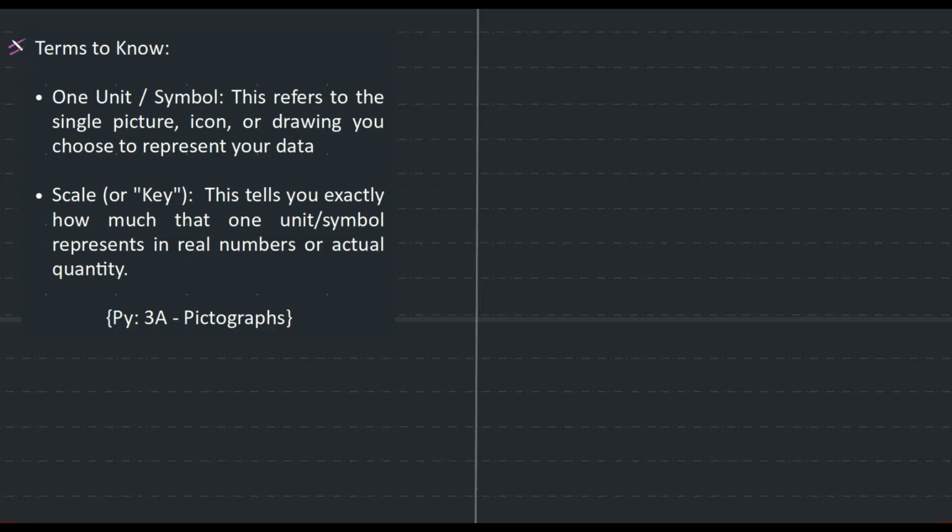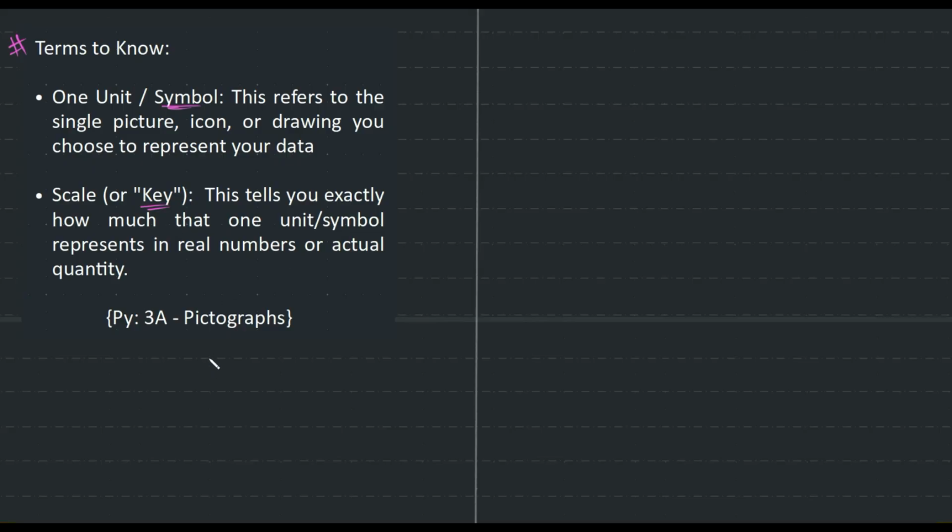There are terms that we need to know. First one is 1 unit symbol. This refers to the single picture, icon, or drawing you choose to represent your data. Those are known as symbols. Next is scale or key. This tells you exactly how much that 1 unit or symbol represents in real numbers or actual quantity. The newspaper articles from post budget day make use of good symbols, and you get to see scales and all of that in action. So it's a good place to get a real life application.